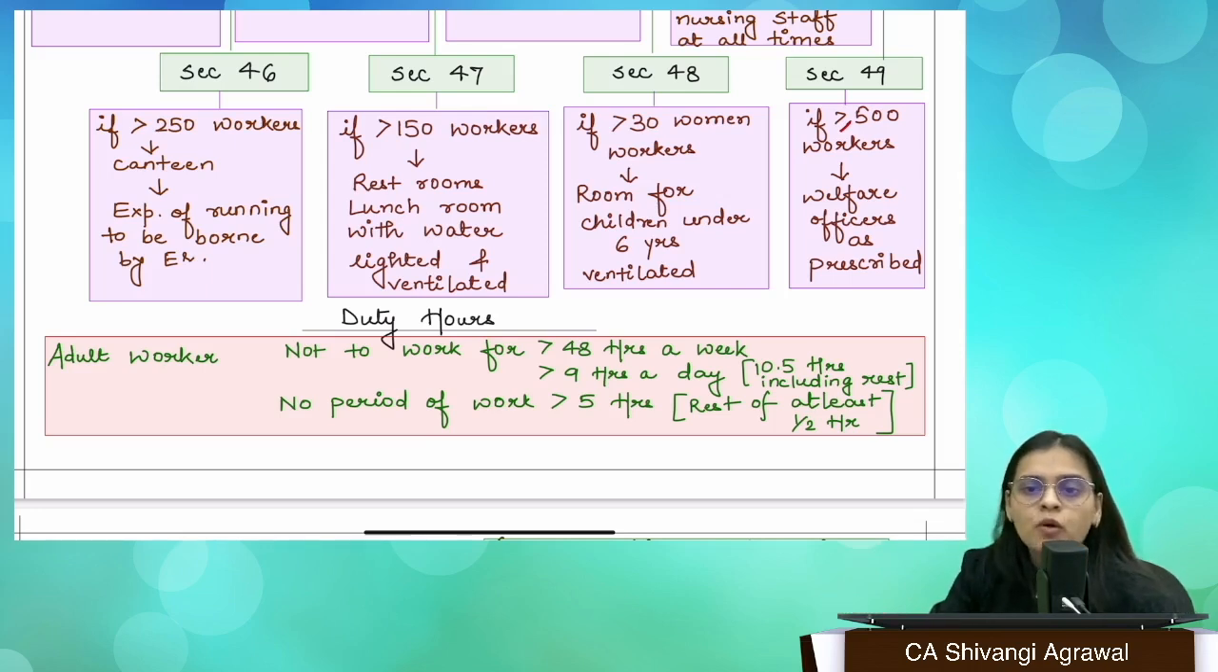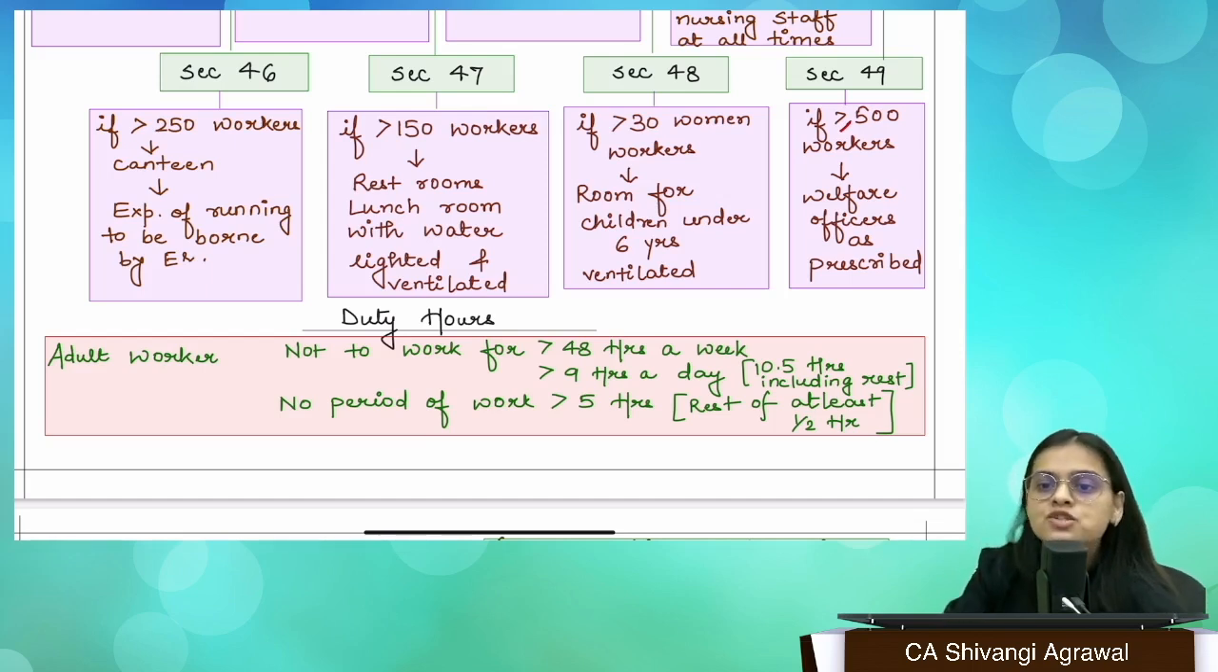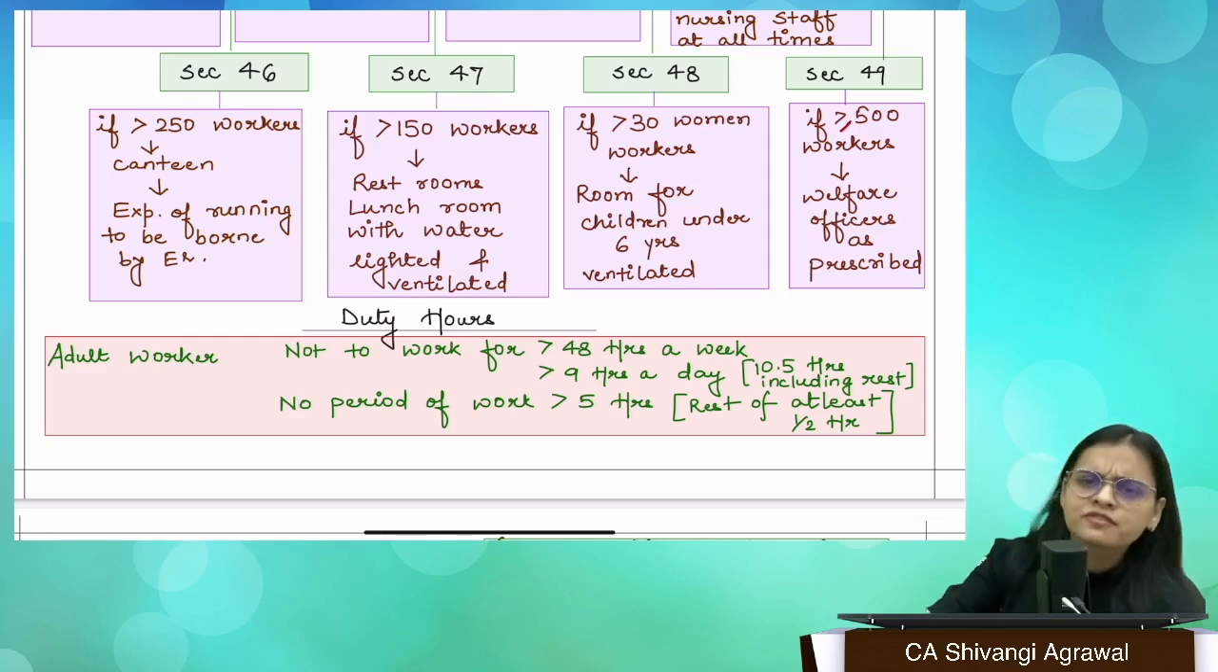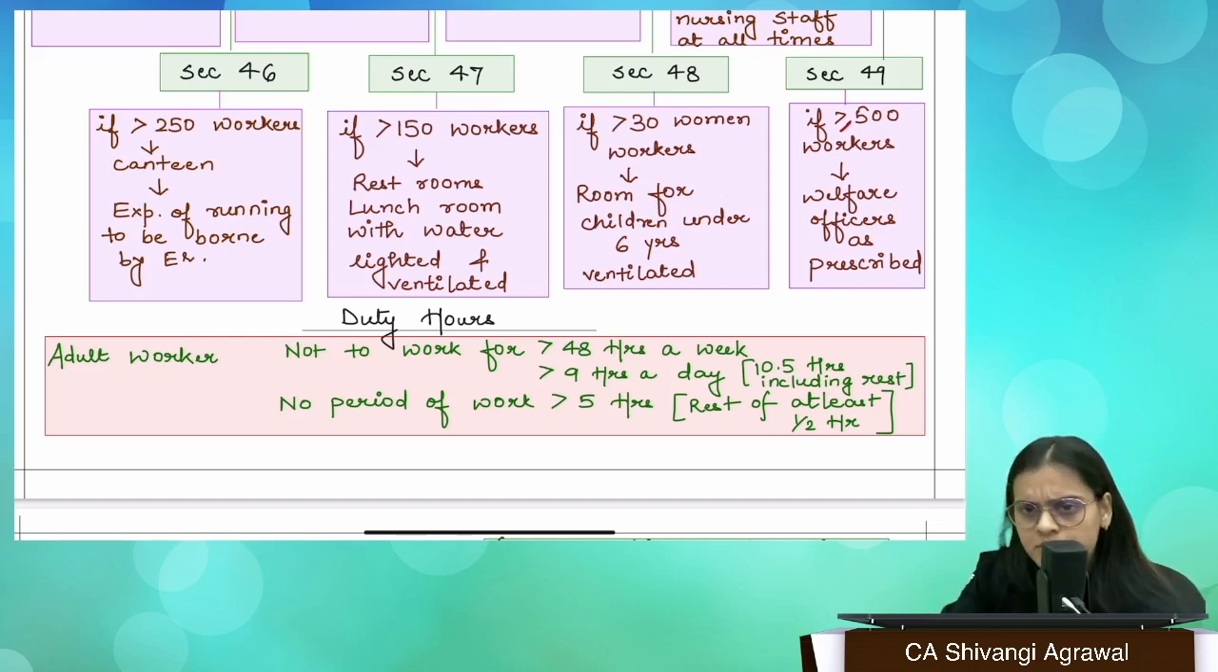There has to be an in charge. Then comes section 49, which talks about welfare officers. If there are 500 or more workers, then the occupier has to employ such number of welfare officers as may be prescribed. The state government has been given the power to prescribe the duties and qualifications of welfare officers and like things. I hope this is clear. So we are done with the welfare measures, all of section 41 onwards that we have read.